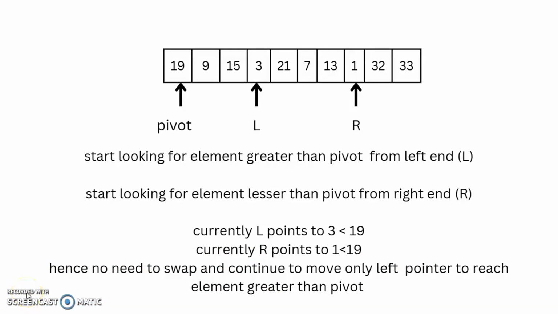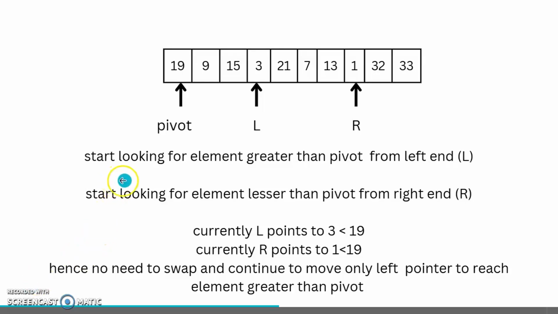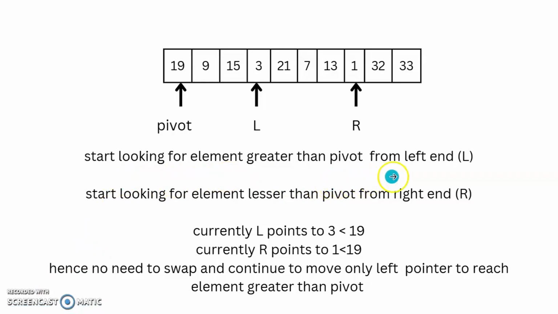In the previous step no swapping was done, but we moved the left and right pointer one step. Now you do the process again, that is, start looking for an element greater than pivot from the left end and an element lesser than pivot from the right end. Currently left pointer L points to 3, which is lesser than 19. Currently R points to 1, which is also lesser than 19. But you should observe that in the left end we are looking for an element which is greater than pivot, but in the right end we are looking for an element lesser than pivot.